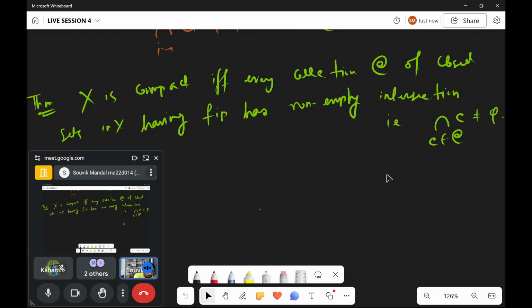So try to figure this out using the definitions only. Nothing more than definitions is needed. So please try to solve it by yourself. I shall be back in a few minutes.